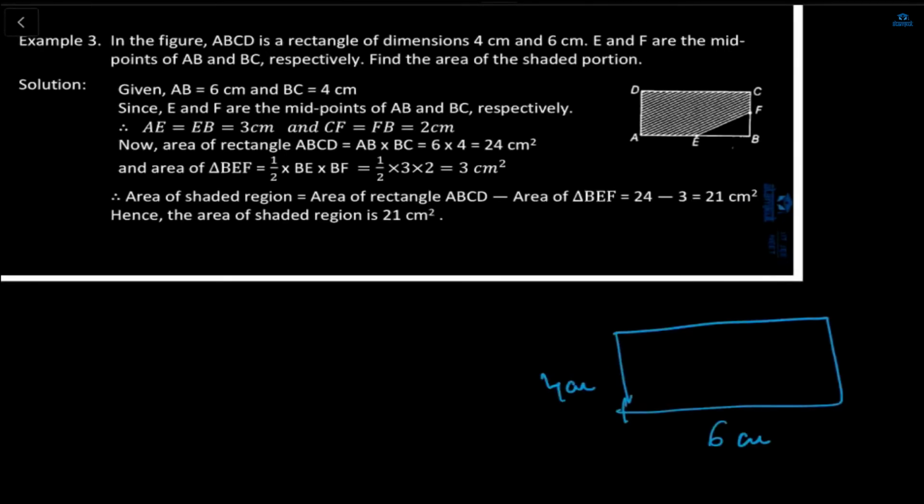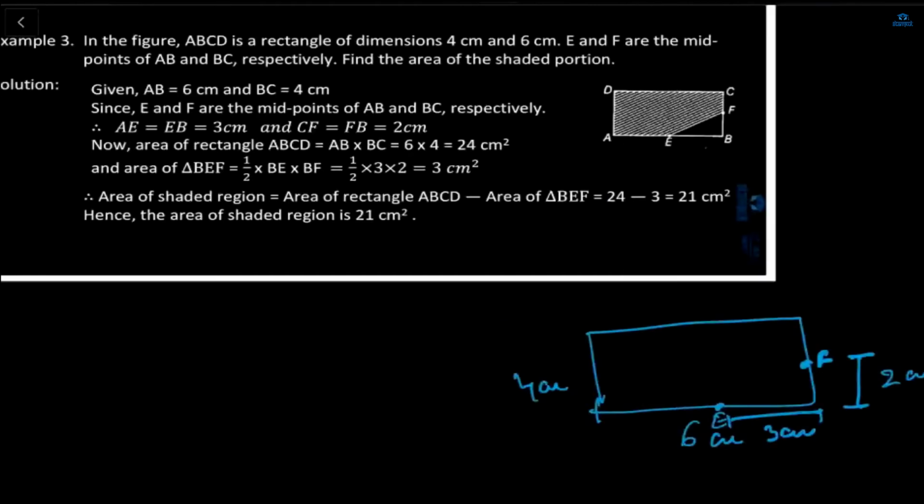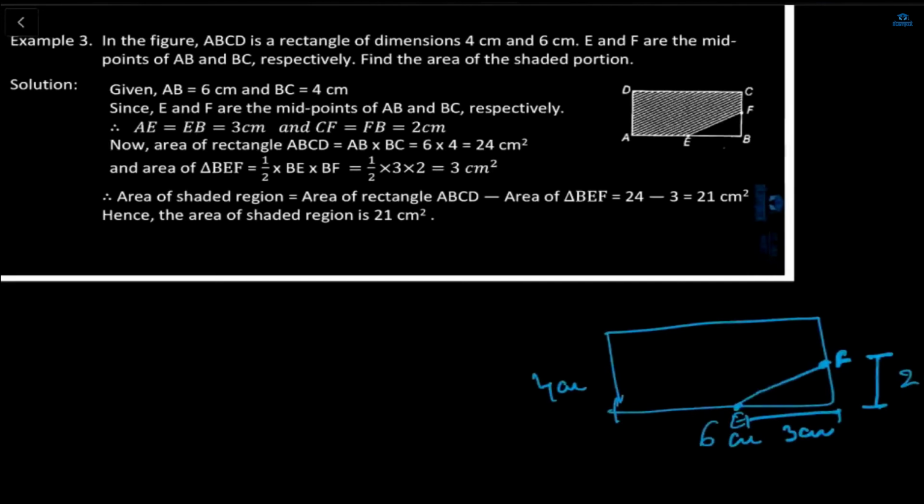E and F are the midpoints. Since E and F are midpoints, we can find out the value. So this value will be 2 centimeter and this value will be 3 centimeter. Midpoints of AB and BC. Find the area of the shaded portion. Now, what you have to do is find the area of the shaded portion. Can anybody tell me how we can find out the area of the shaded portion?